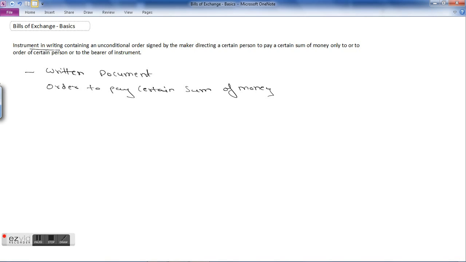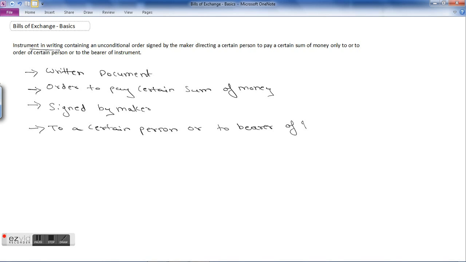So it has to be a written document. There is an order to pay a certain sum of money, and it is signed by the maker. He is the one who is directing or ordering payment of a certain sum of money to a certain person, or to the bearer of the instrument.